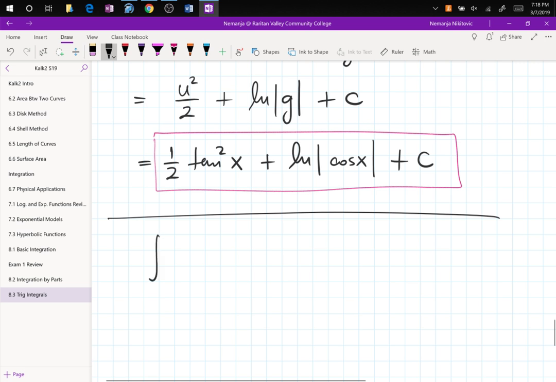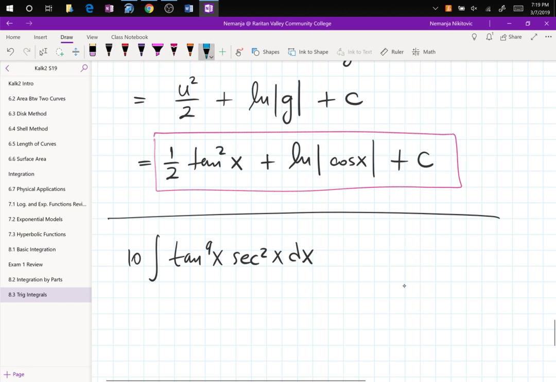The integral of, well, 10, I'm going to kick it outside, 10 tangent to the 9x secant squared x dx. What's the derivative of tangent? Secant squared. So is this a one-step problem? Yes. This is a Calculus 1 problem from 5.5, because everything is set up.